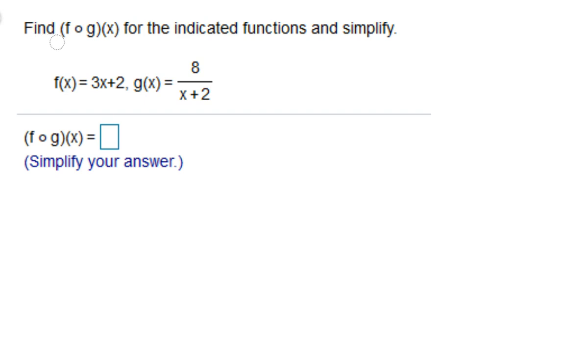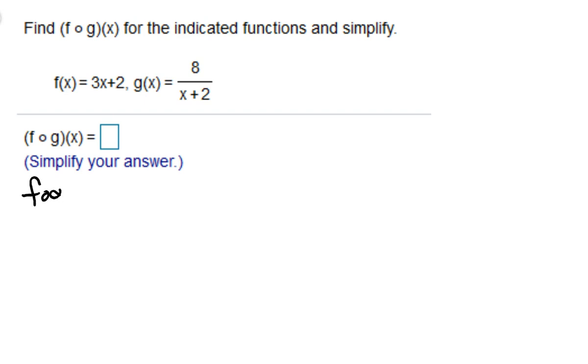This example says find f of g of x for the indicated functions and simplify. We're given f of x is equal to 3x plus 2 and g of x is equal to 8 over x plus 2. This operation, f of g of x, is called composition. And what it means is substituting one function inside of another function.